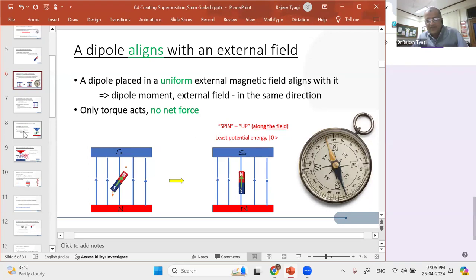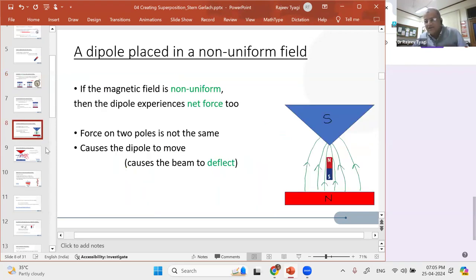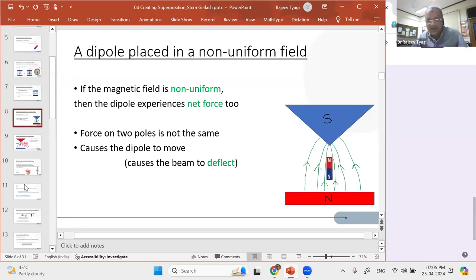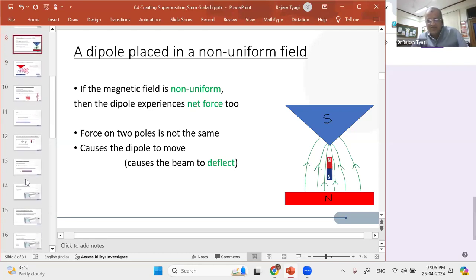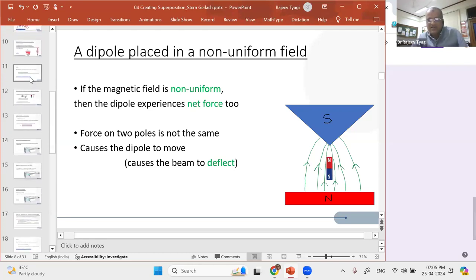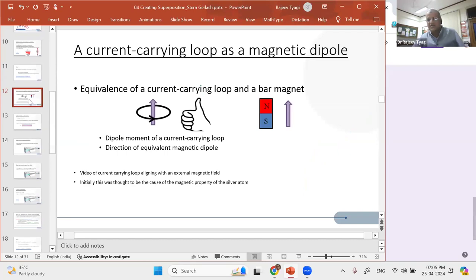Okay. If it is in the non-uniform field, then if you have not been able to make out whether it will be deflected up or down, one thing you understand: it will be deflected. There will be a net force because the field is non-uniform. The force on these two poles will also be unequal, and that will create a deflection. That deflection will be either up or down. So you don't need to go into too much detail, but it will be deflected. Whether up or down, are you able to make it out or not? That's a difference. So let me move on to the second part now.